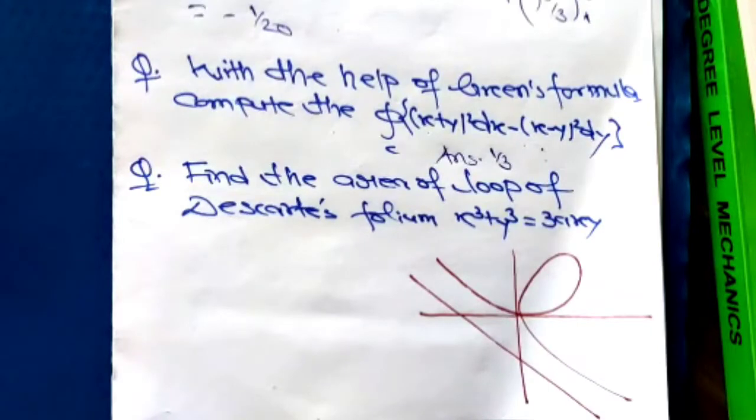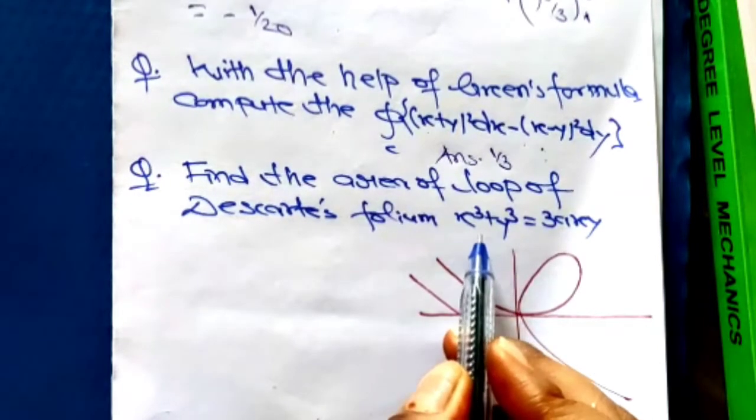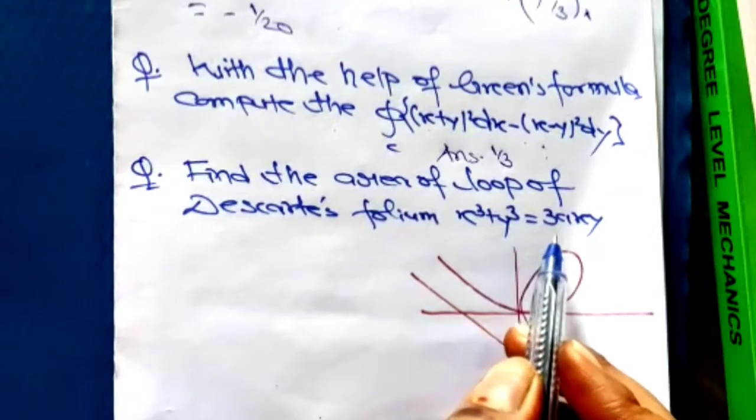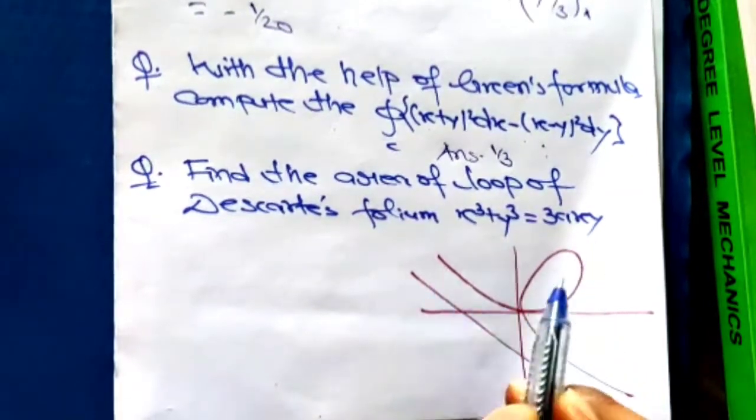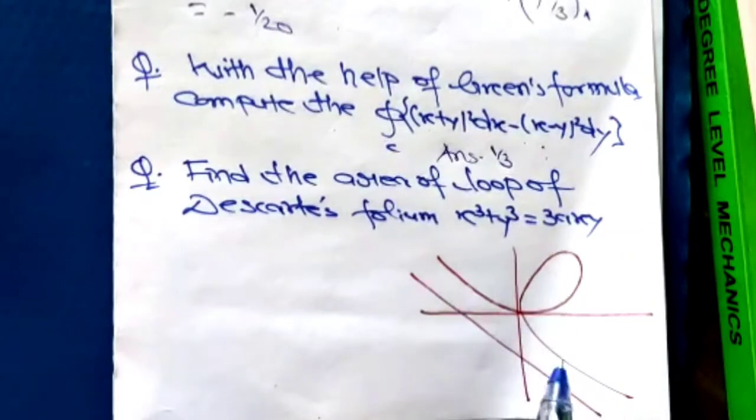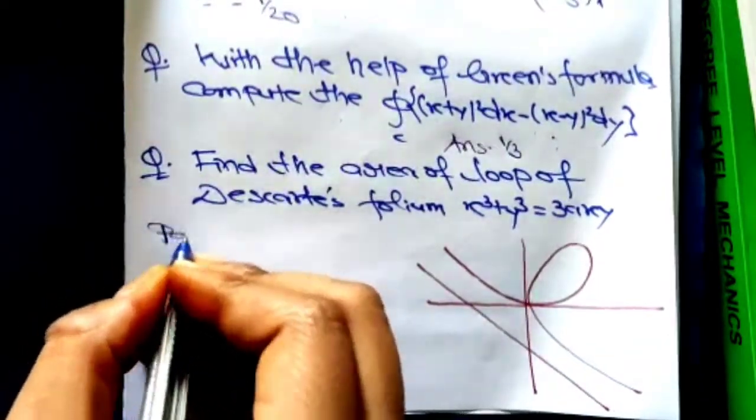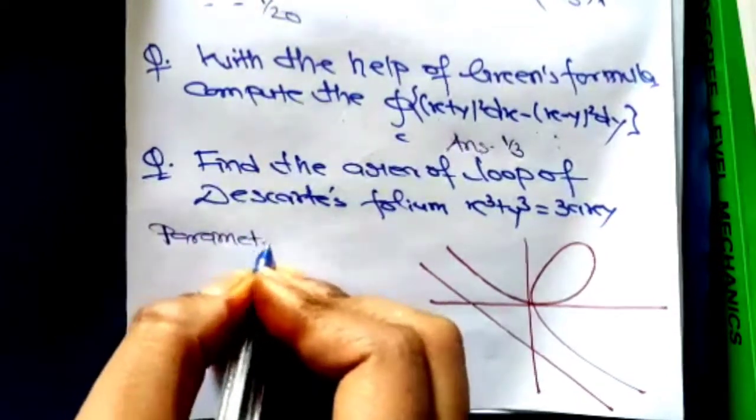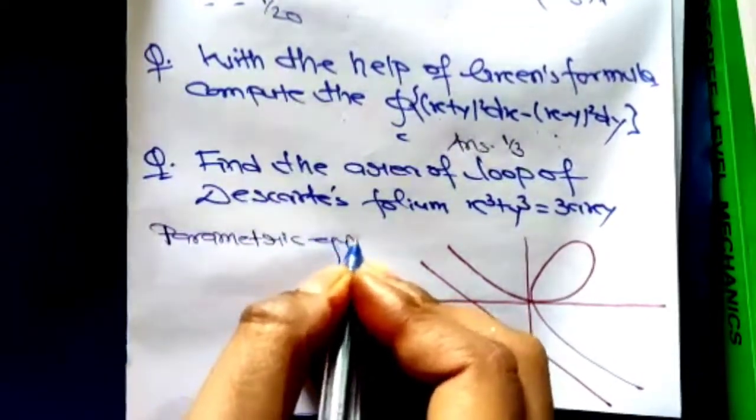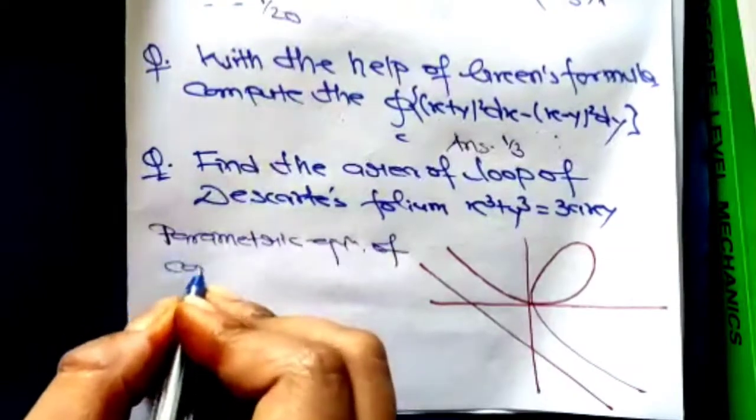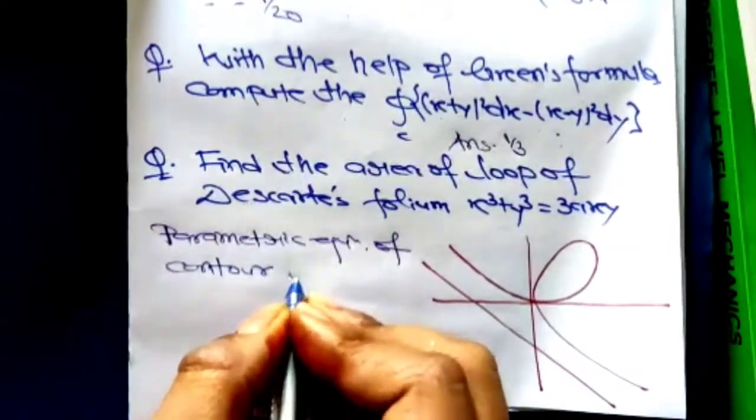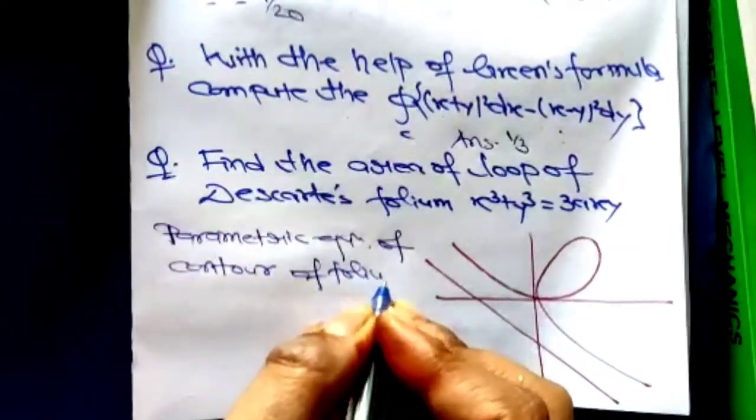Second question is: find the area of the loop of Descartes' folium, whose equation is x cube plus y cube equals 3axy. This is the graph for the Descartes folium. Okay, this is the equation. So we have to find the parametric equation first. This is an important example of Green's theorem. It is mostly asked in university exams.